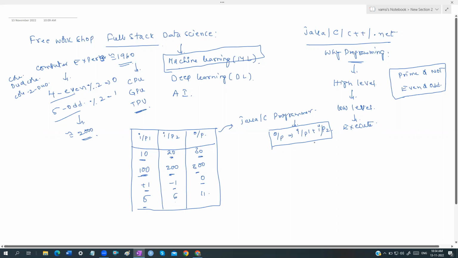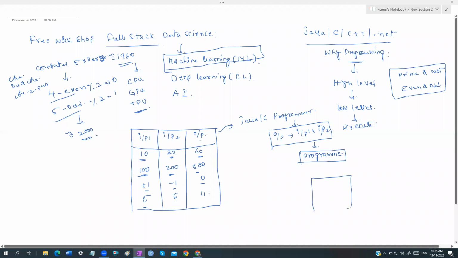In a program, the user will write a program. He is going to write a Java program or a C program. Whatever logic derives the output from the input, the programmer has to write a program for this. The program will be written in the format of C, C++, Java, whatever you want.